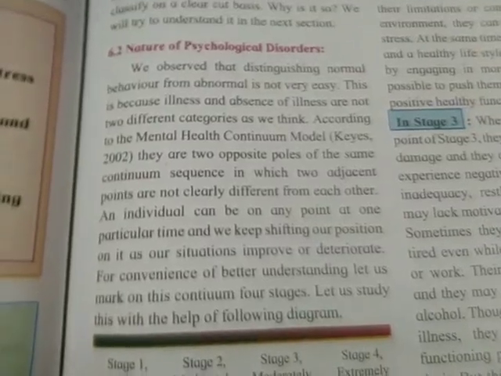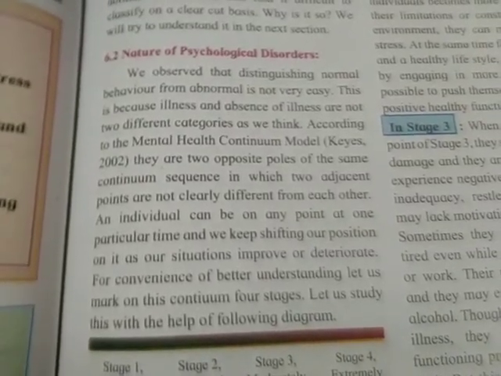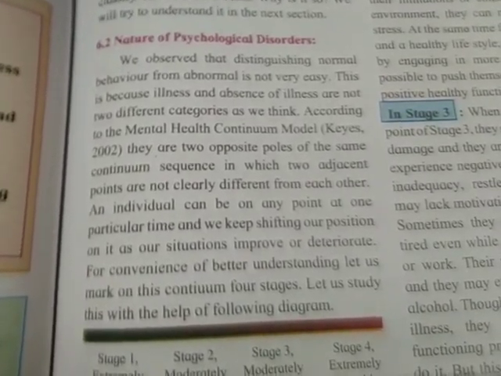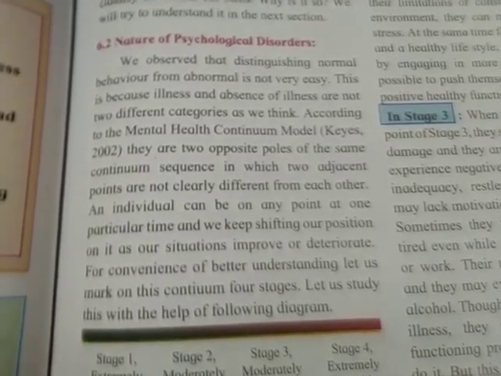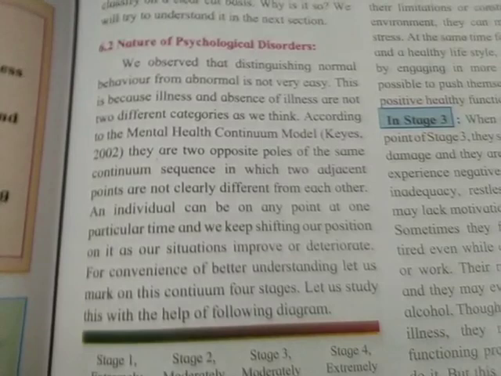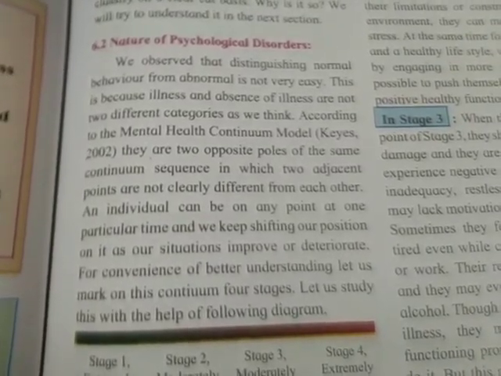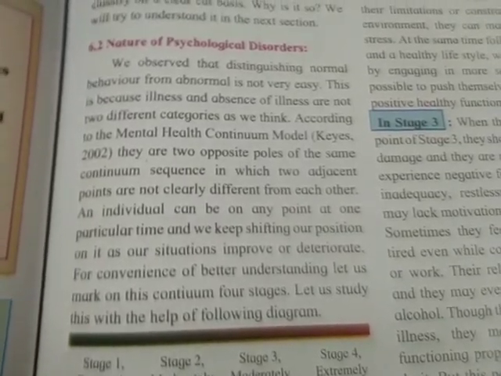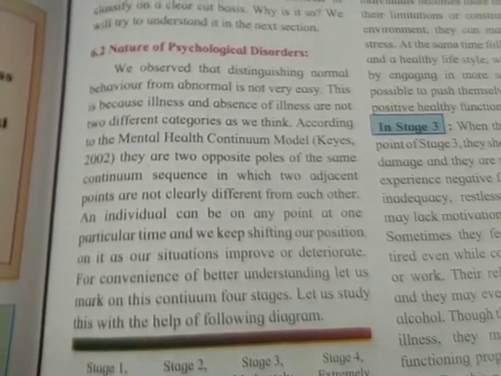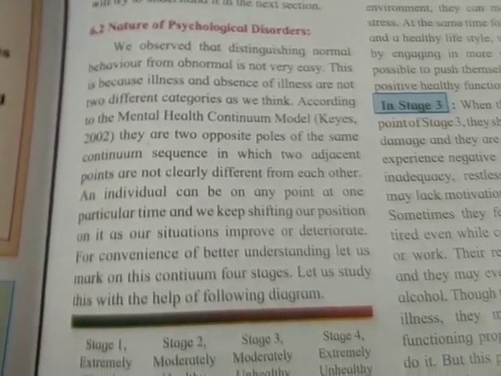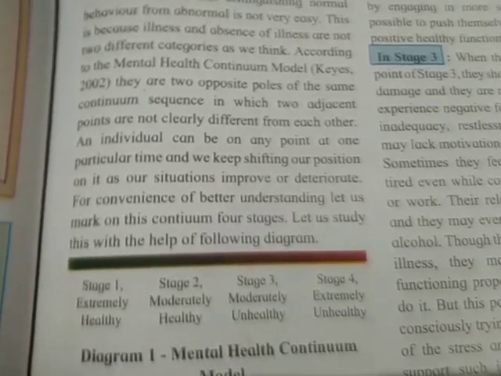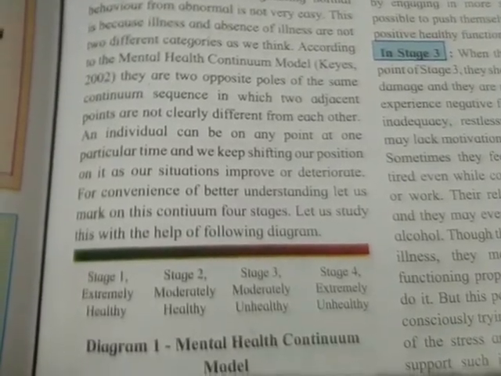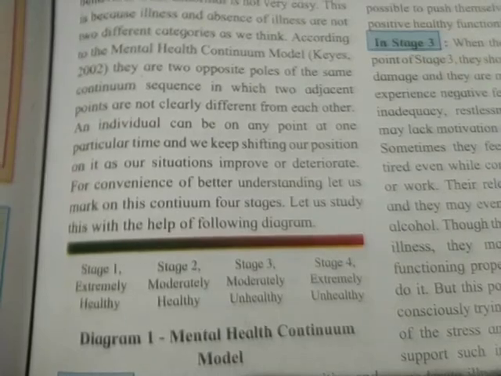Nature of psychological disorders. We observed that distinguishing normal behavior from abnormal is not very easy. This is because illness and absence of illness are not two different categories as we think. According to the mental health continuum model, they are two opposite poles of the same continuum, a sequence in which two adjacent points are not clearly different from each other. An individual can be on any point at one particular time, and we keep shifting our position on it as our situations improve or deteriorate.